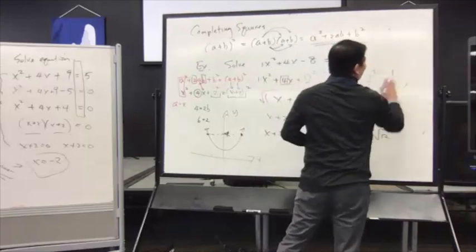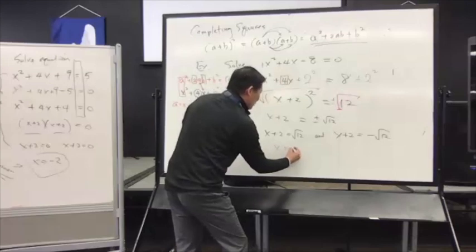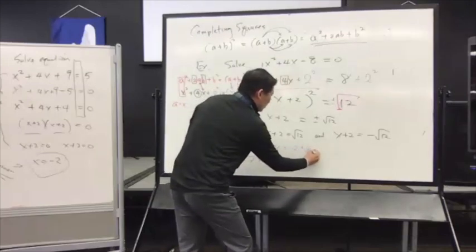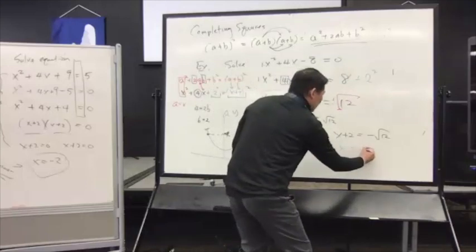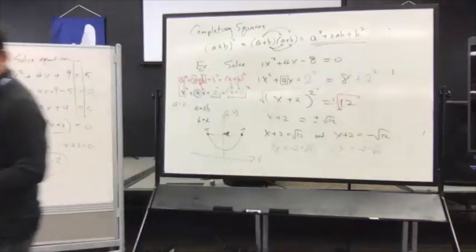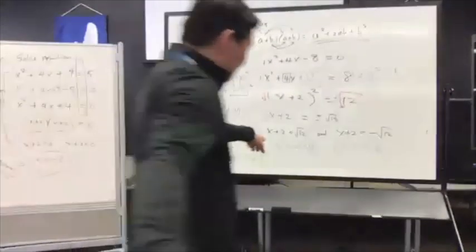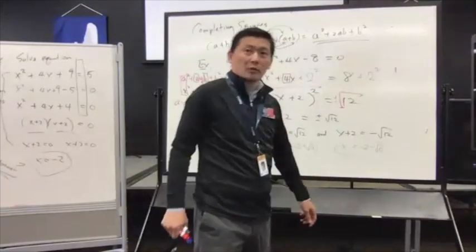Let me finish this up. So, your final answer is x is equal to negative 2 plus square root of 12, and x is equal to negative 2 minus square root of 12. Those are your 2 answers. And you can leave your answers like that.